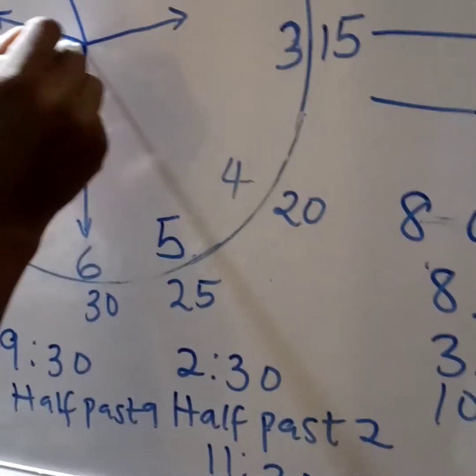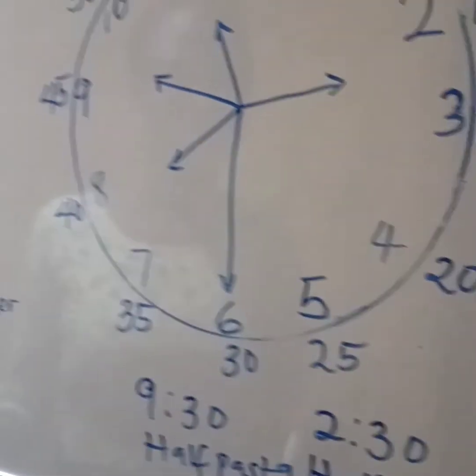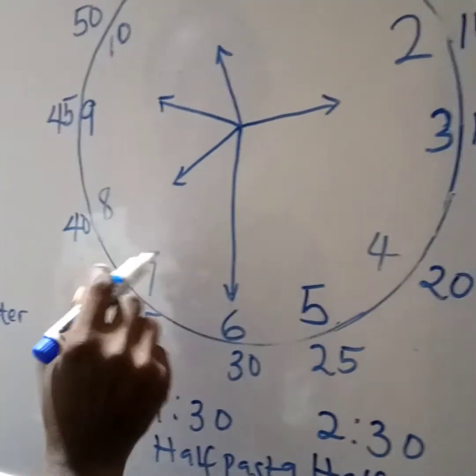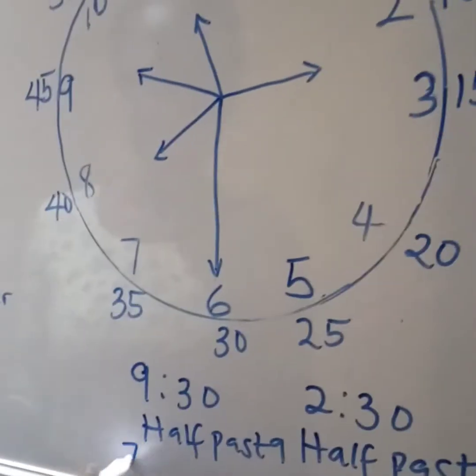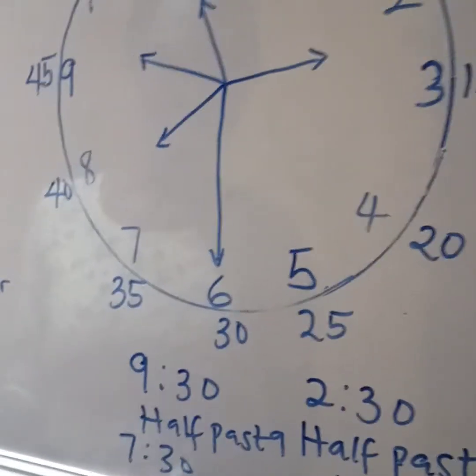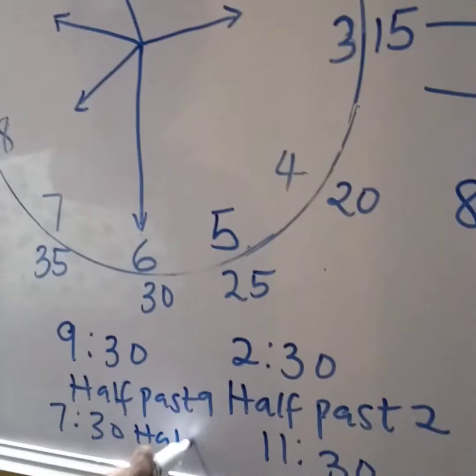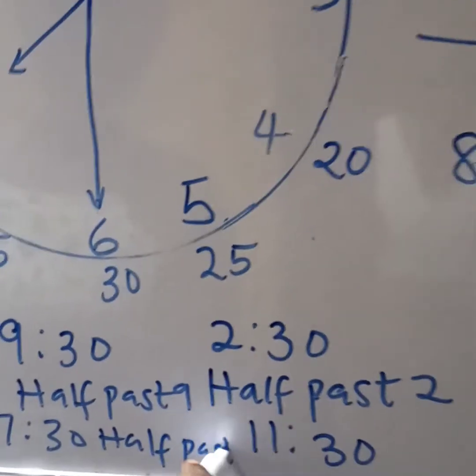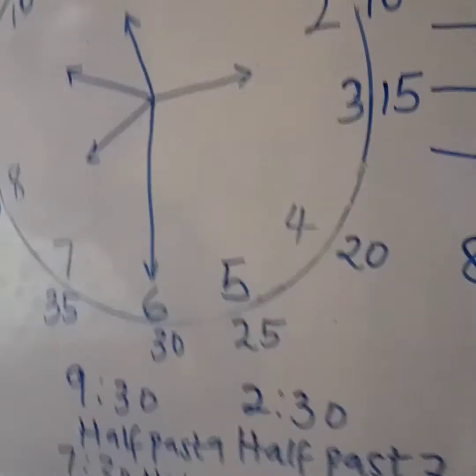If I'm having it in between 7 and 8, what will be my time? It's going to be what? The smaller number is 7. It's going to be 7:30. Okay, that being said, then we need to do what?